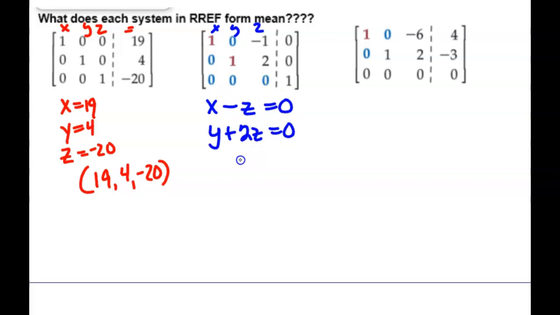And the third line says nothing over here equals 1. Do you think that's many solutions or no solution? Okay, this is a false statement. Remember what I said early on when we were starting systems? If you get a false statement anywhere along the line, it's no solution.